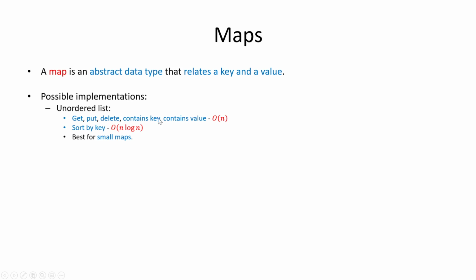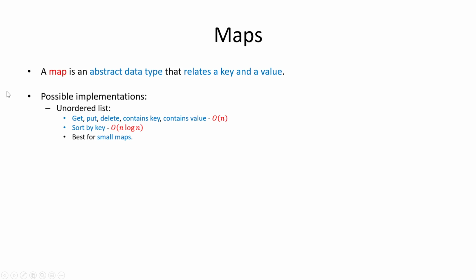Delete also implements that search: find that key, and then remove the data. And then contains value is the only one here that doesn't use that search for the key, because it involves searching for the value instead. Instead of searching over the key parameter, we search over the value.